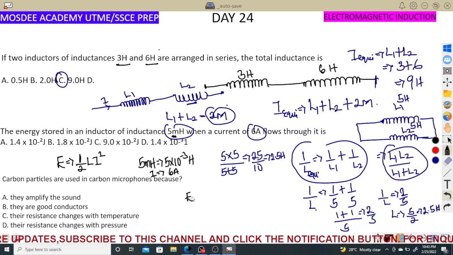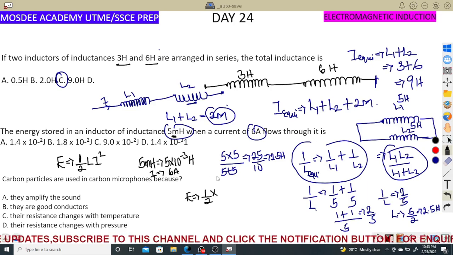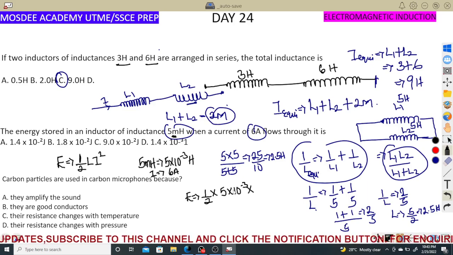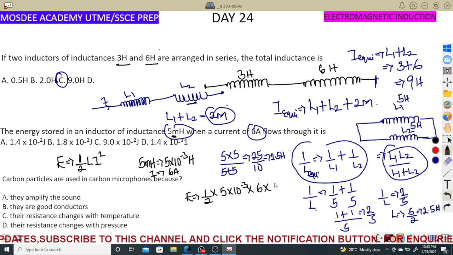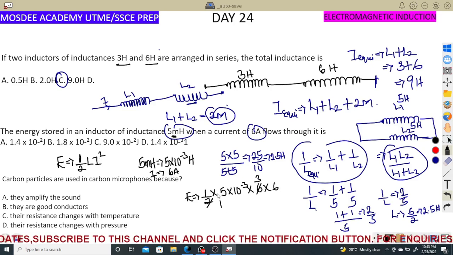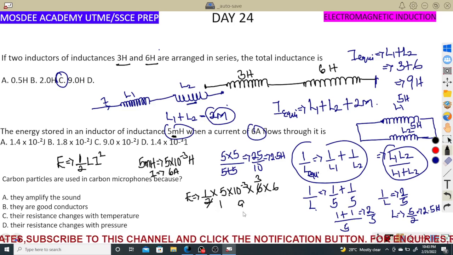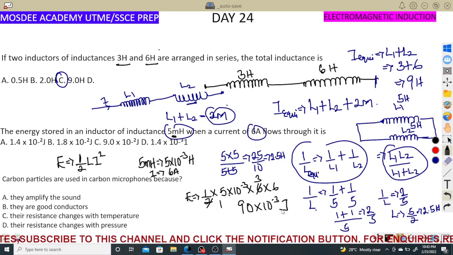So energy equals 1 by 2 times L, that is 5 times 10 raised to power minus 3, times I squared. I hope you know I squared means you are multiplying 6 two times, 6 times 6. On simplification, 2 can cut one of these 6, that is 3. 5 times 3 is 15. 15 times 6 is 90. So you write 90 times 10 raised to power minus 3. Energy is always measured in joule.